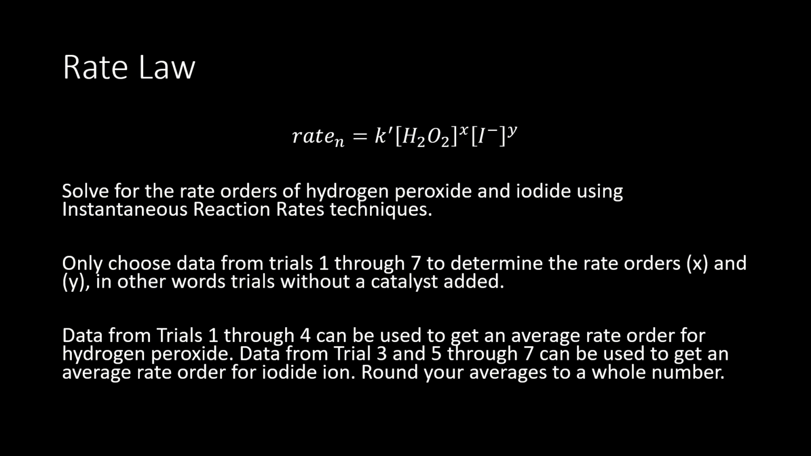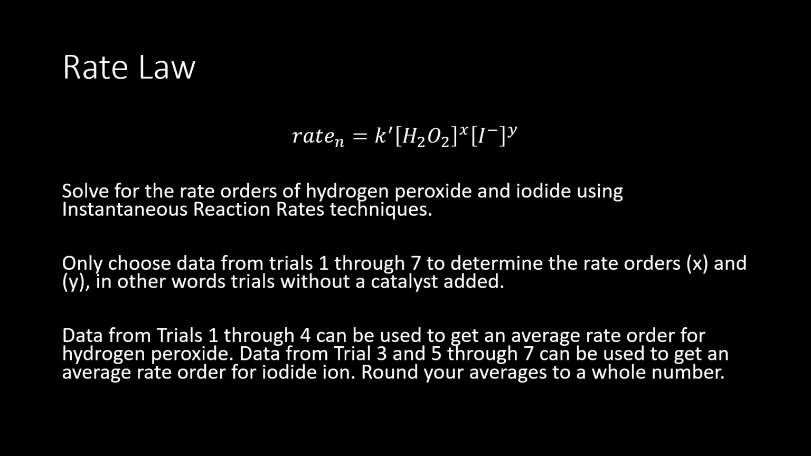For example, data from trials 1 through 4 can definitely be compared with one another in order to get an average rate order for hydrogen peroxide, because for those trials, the concentration of iodide is staying the same. Whereas for data in trial 3 and 5 through 7, you can take 2 trials from there and divide one by the other, and do that a few times to get an average rate order for the iodide ion, because for those trials, the concentration of hydrogen peroxide is staying the same.